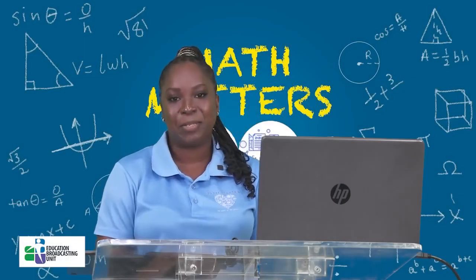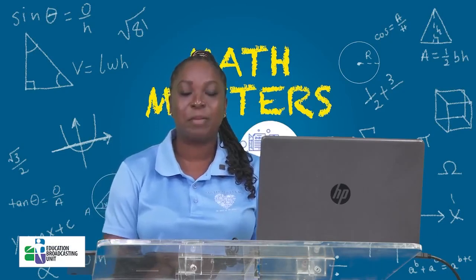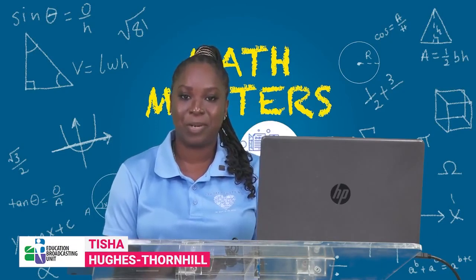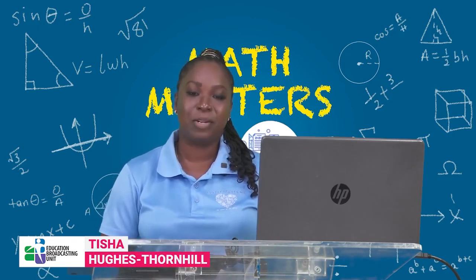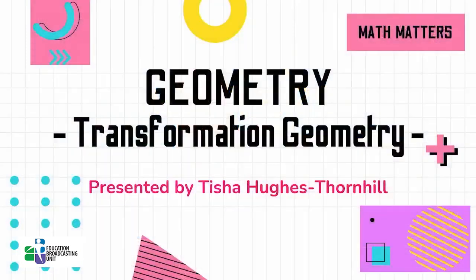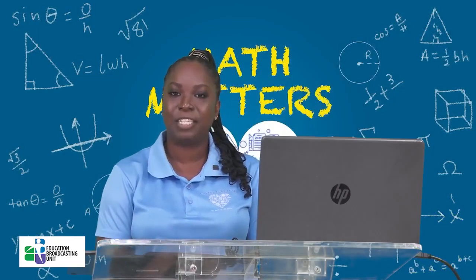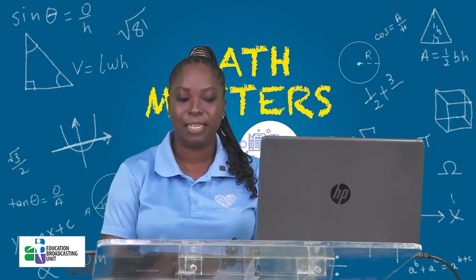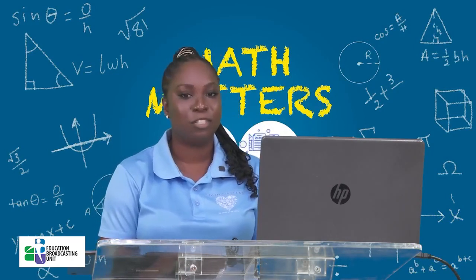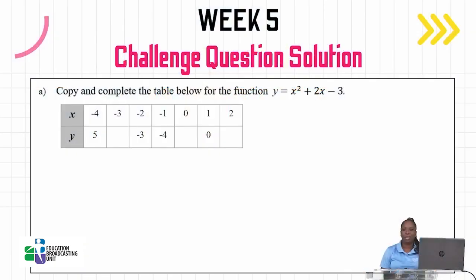Welcome back to another episode of Math Matters. I'm your presenter, Mrs. Tisha Hughes Thornhill, and today we are going to be taking a look at geometry, more specifically, transformation geometry. As you know, we begin by revisiting the challenge question from the previous episode, and last week we looked at quadratic graphs. When we take a look at the first part of the question, where we are to complete the table, we notice that there are 3 blank spots. So these are the areas that we're going to be focusing on.